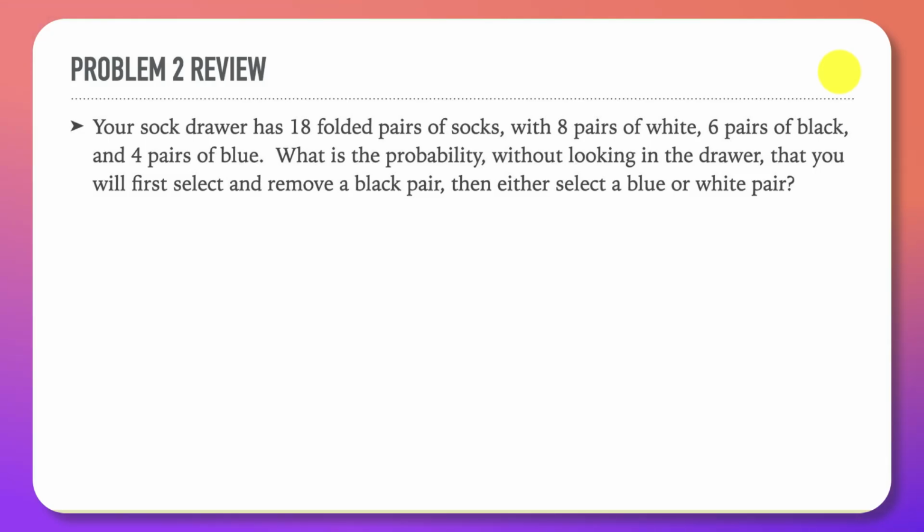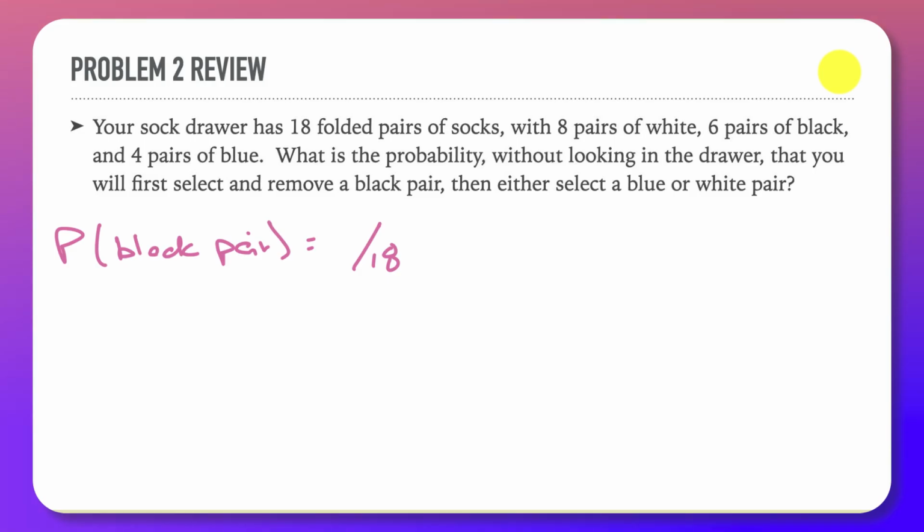Number one, if I reach in there without looking, the probability of getting a black pair is equal to what? Well, we have 18 total in there, and we have 6 that are black. So, 6 out of 18. All right?